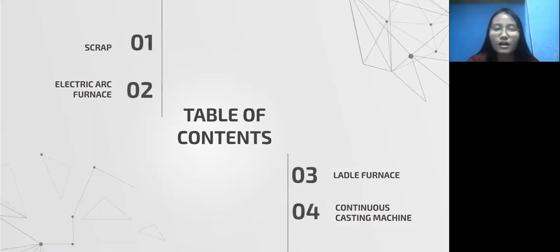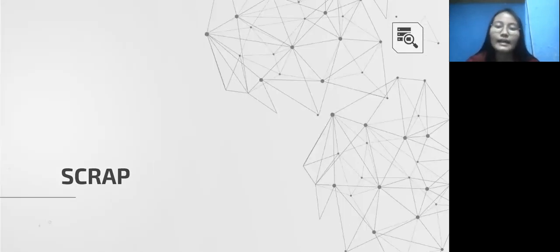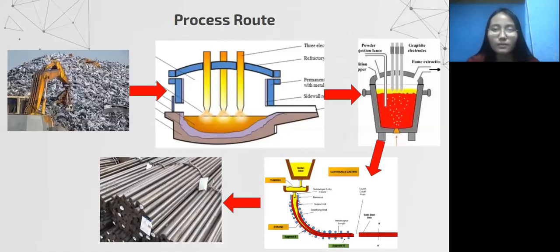Okay, there will be four major parts of this presentation. The first one is scrap, the second one is electric arc furnace, the third one is ladle furnace, and the last is continuous casting machine. And let's begin with the first topic, that is scrap.